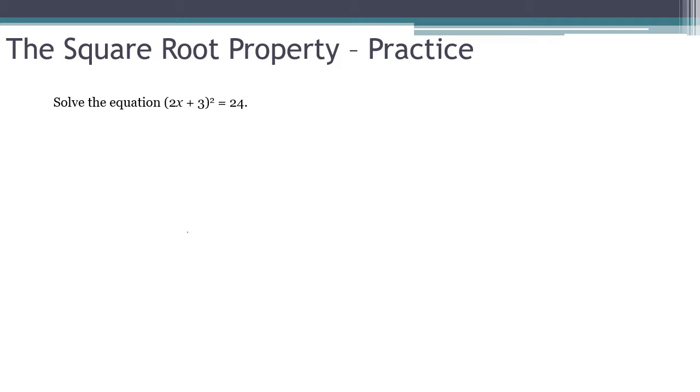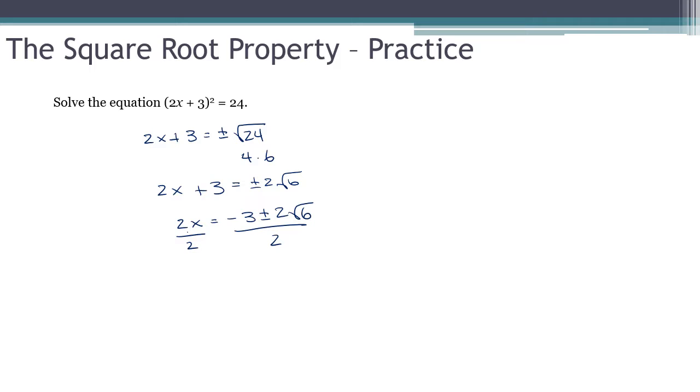All right, so we're going to use our new method. 2x plus 3 equals plus or minus the square root of 24. And I can simplify here. 24 is 4 times 6. So this is 2x plus 3 equals plus or minus 2 times the square root of 6. Subtract 3 from both sides. 2x equals negative 3 plus or minus 2 square root of 6. And one more step, divide everything by 2. X equals negative 3 plus or minus 2 square roots of 6, over 2.